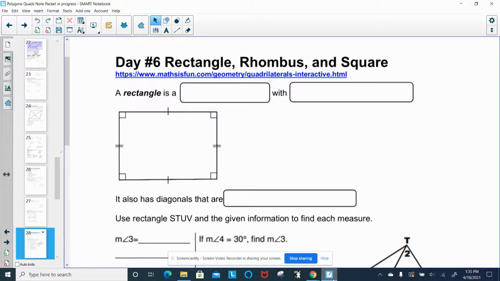All right, welcome to day number 6. We're going to be talking about the rectangle, the rhombus, and the square.